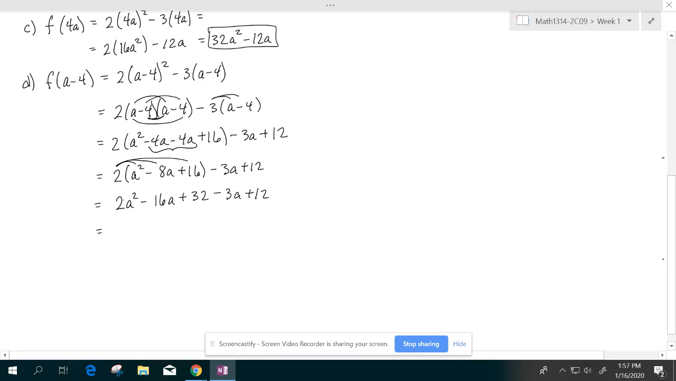All right, so how many A squareds do I have? 1. What about regular A? And when I combine those two terms, -19 is the coefficient. And the constants, plus 44. And we're finally done.